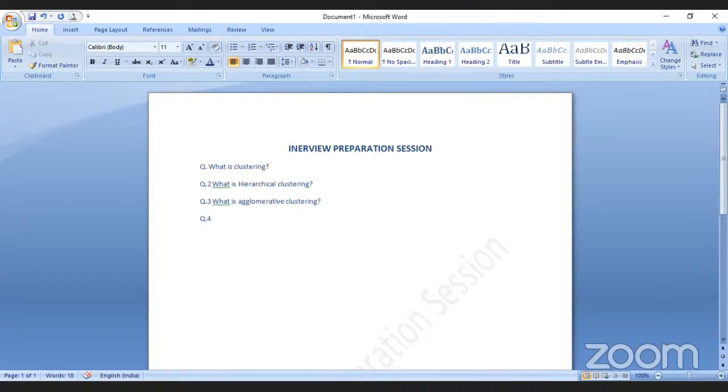Then we have divisive clustering. So what is divisive clustering? This is just the opposite of agglomerative clustering. Agglomerative was a bottom up approach, but divisive hierarchical clustering is a top down approach.